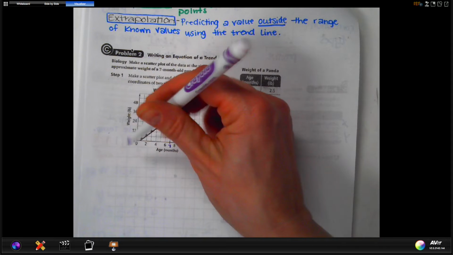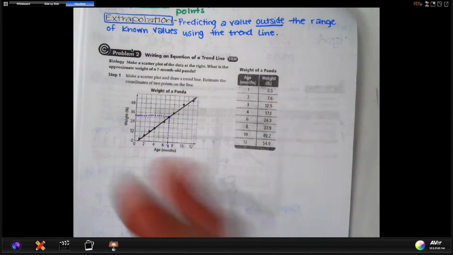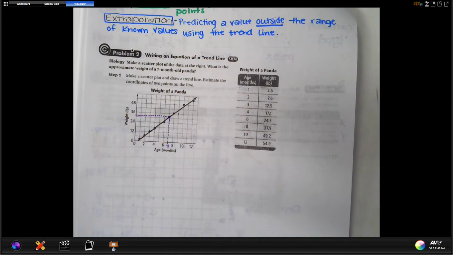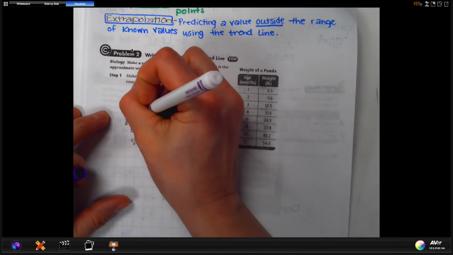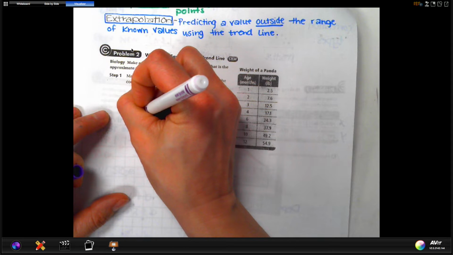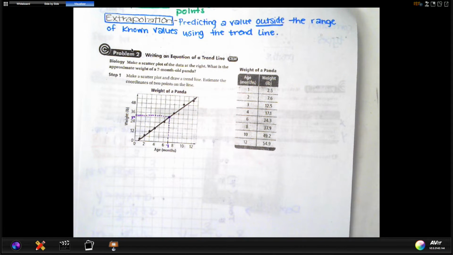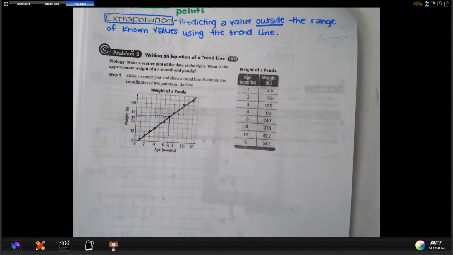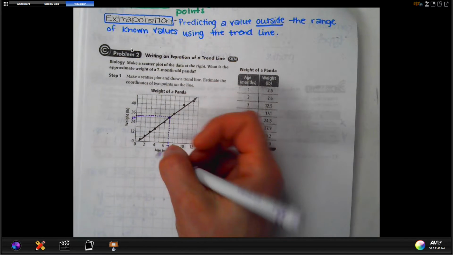So what number is directly in between 24 pounds and 36 pounds? 30. So this line right here underneath there is 30, right? 30 pounds. And our line goes a little bit above that. So what's a good prediction for 7 months old?